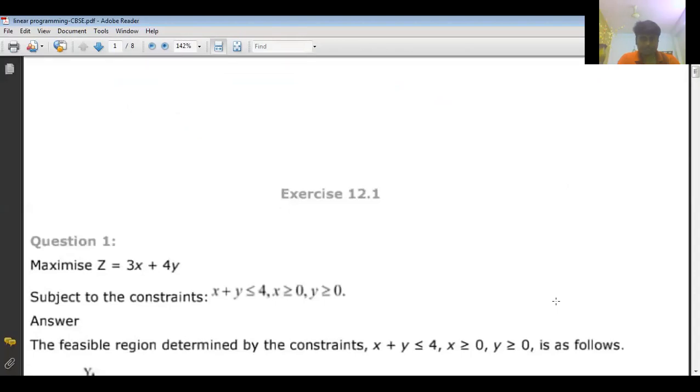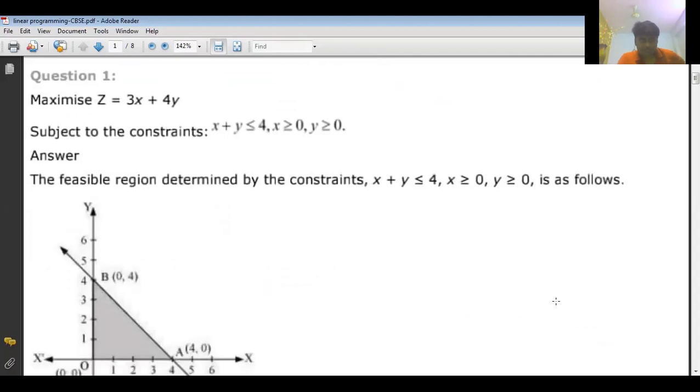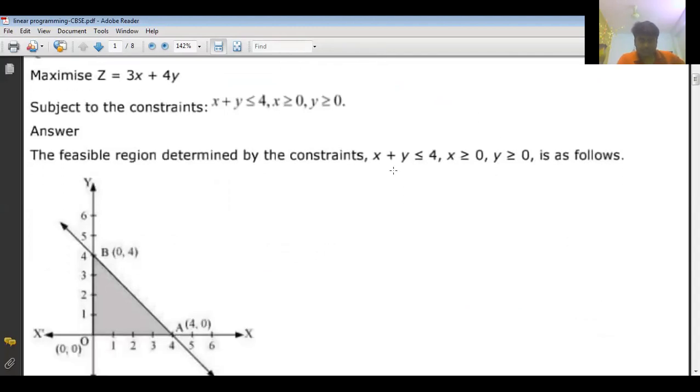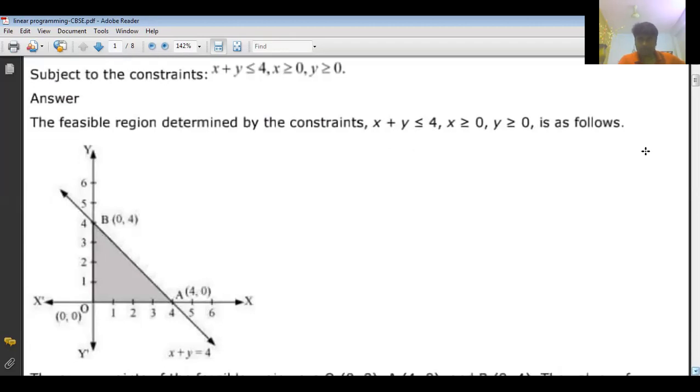Just have a look at that. See, z equals 3x plus 4y. So these are the constraints. First of all, let us take the constraint x plus y less than or equal to 4 in the form of the equation x plus y equals 4. Where does x plus y equal 4 intersect the x-axis and y-axis? 4 comma 0 and 0 comma 4. Always we will take one point on the x-axis and one point on the y-axis for the given constraint. So on the x-axis 4 comma 0, on the y-axis 0 comma 4.